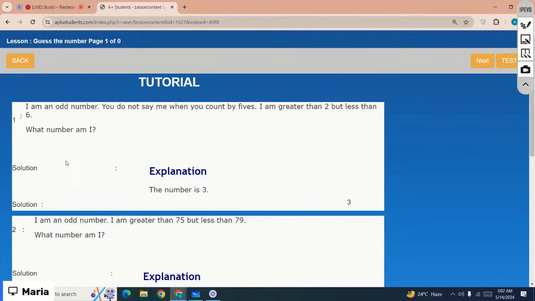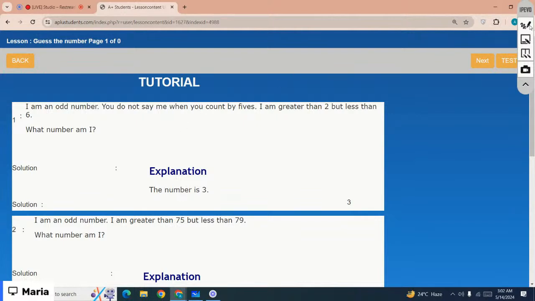The first one is I am an odd number. You do not say me when you count by fives. I am greater than 2 but less than 6. What number am I? So just read the question carefully. You will get your answer.